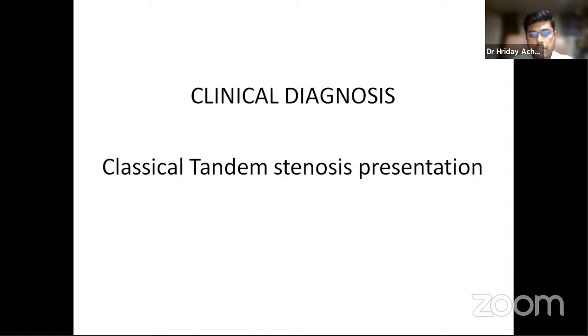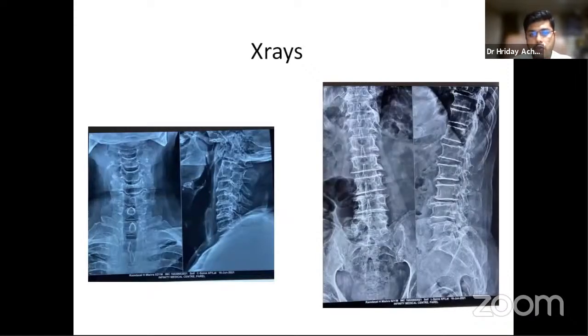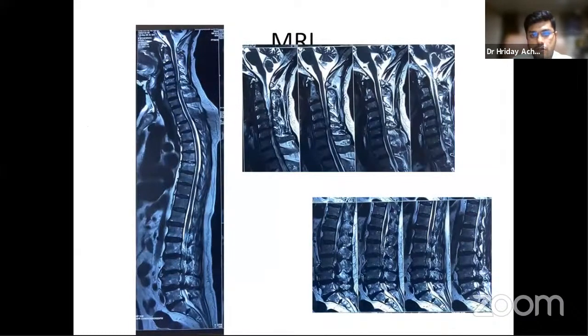So, sir, next we did X-rays. It showed degenerative cervical and lumbar changes. Since he was an 81-year-old, however, there was no significant listhesis in the cervical or lumbar region where we would plan for fixation. And the MRI was done. So, sir, these are the cervical and lumbar spine MRIs. After this MRI, what do you think we should plan?